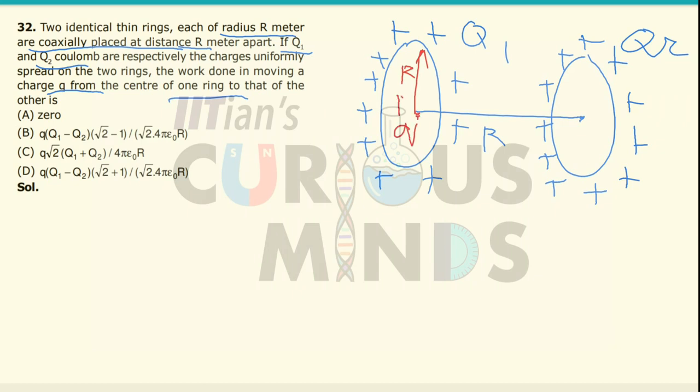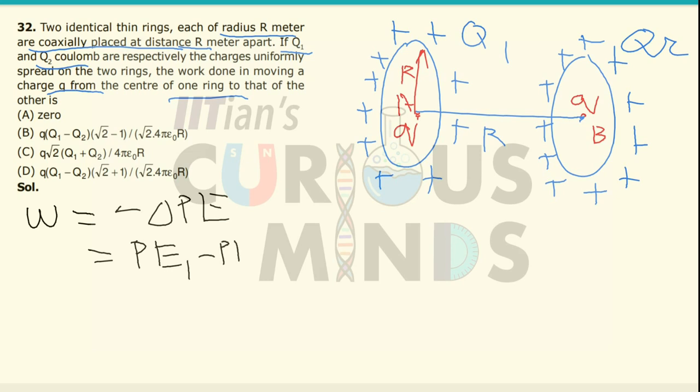ring. Let me say that this point is a. It is moved from a to b, where b is the center of the other ring. We have to find out the work done. The work done will be equal to the negative of the change in potential energy, that is, it will be equal to PE1 minus PE2, the potential energy in configuration 1 and the potential energy in configuration 2.